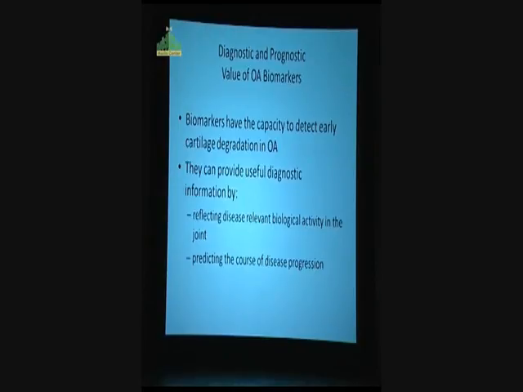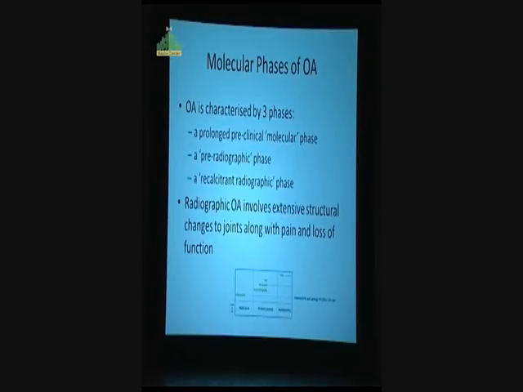Now, in osteoarthritis, biomarkers have a capacity to be able to detect changes early, before they've appeared on the radiograph. They can give us information about how the disease is progressing and predict the outcome of the disease. And when it comes to the different stages of osteoarthritis, it's not quite as complicated as rheumatoid arthritis. There are three distinct phases: a molecular phase, a pre-radiographic phase, and a clear recalcitrant radiographic phase. Now, in the molecular phase and the pre-radiographic phase, there is no pain. So the patient doesn't know that there is a disease process within the joint.